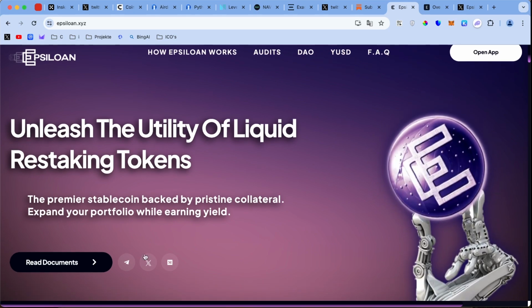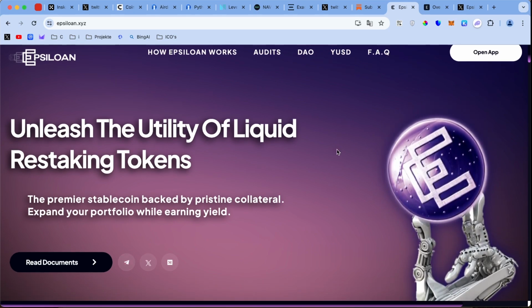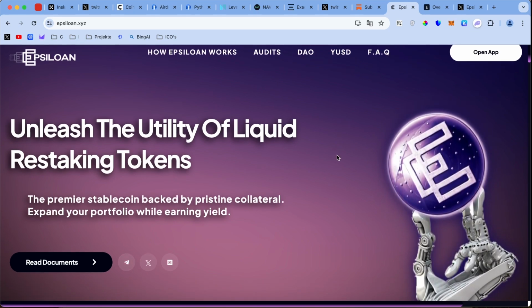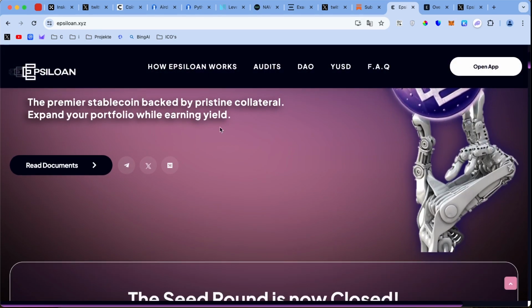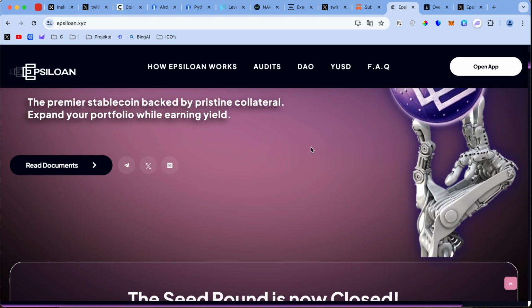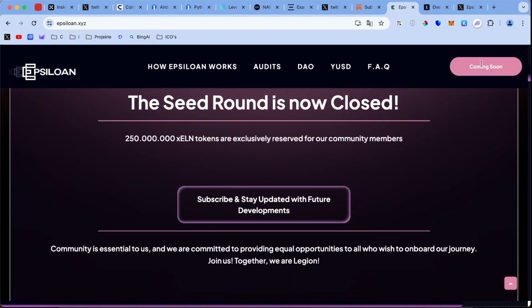So also you can join their Telegram if you want. They have a huge community there. They also have a great team which is answering every question if you have any questions. And you can just expand your portfolio while earning yields with Epsilon. So in future there will also be their own dApp.